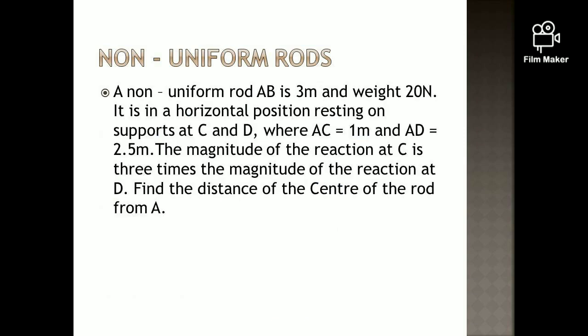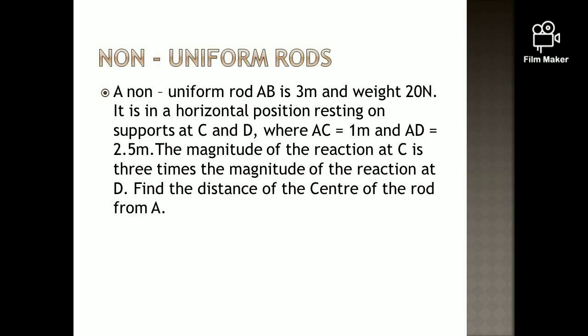Okay children, if you move up to this question. A non-uniform rod AB is 3 meters. Since it's non-uniform, the center of gravity, remember that it's not at half of 3 meters. Weight 20 newtons. It is in a horizontal position resting on two supports C and D, where AC is 1 meter and AD is 2.5 meters. We will try to mark this information in the diagram and let's try to understand.